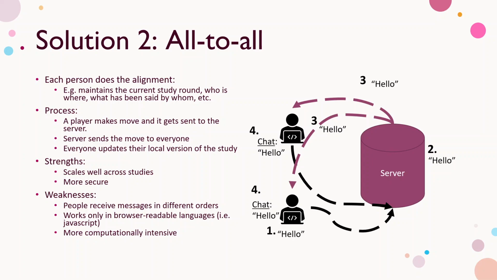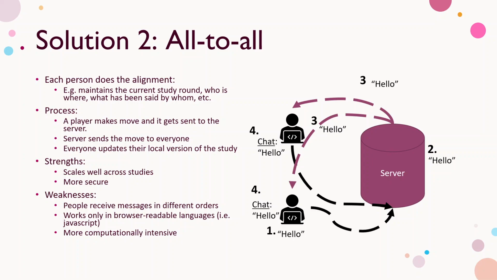The downside here is that people will receive messages in different orders. So somebody can have a weak connection, and player one can say hello, and that gets to player 4, but player 2 says hi, and that gets to player 3 before player 1's message gets to player 3. So you can get messages out of order when you're doing an all-to-all system. So you want to make sure when you're writing your integration code that you take into account that you may not necessarily get messages in the same order across everybody in the study.